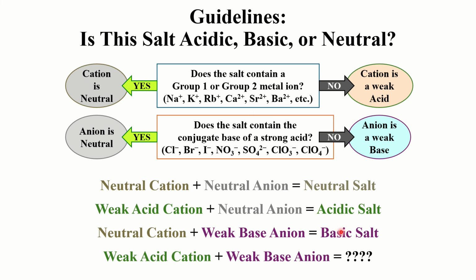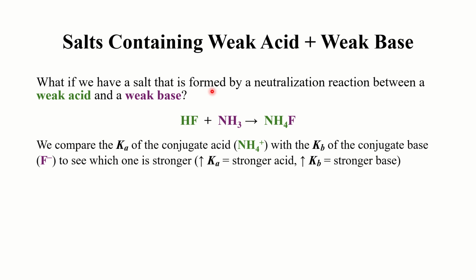Now, what if you have a weak acid cation plus a weak base anion? Then what? This involves slightly more investigation. So let's say, for example, we have a salt formed by the neutralization reaction between a weak acid and a weak base, like hydrofluoric acid and ammonia.